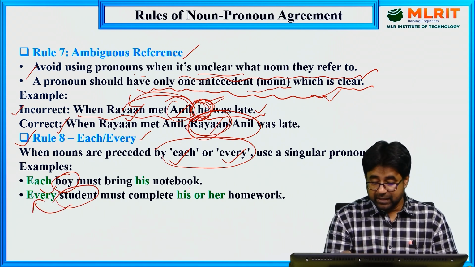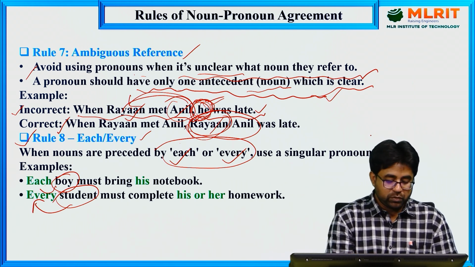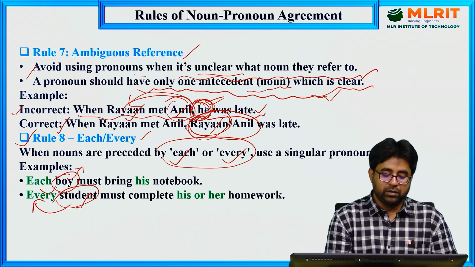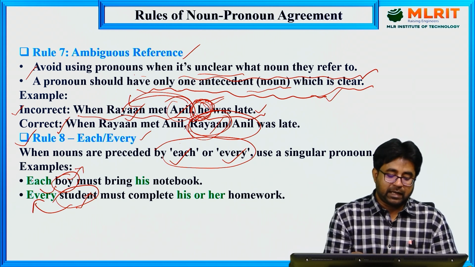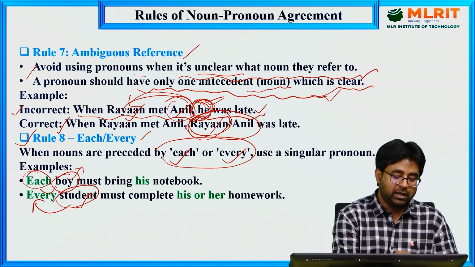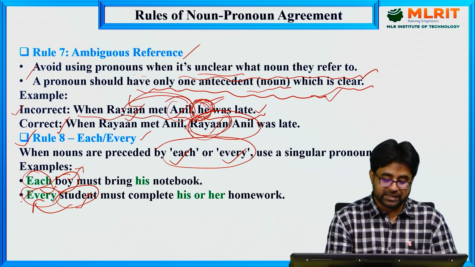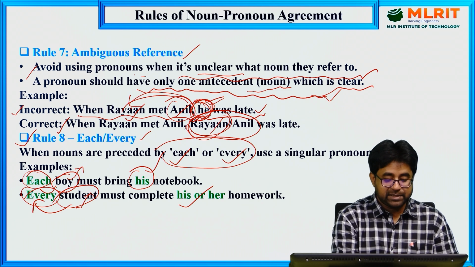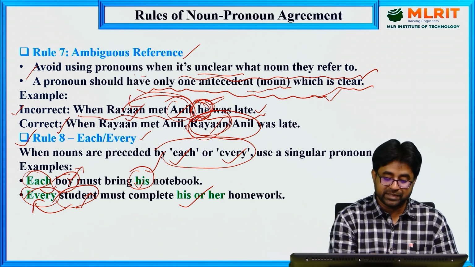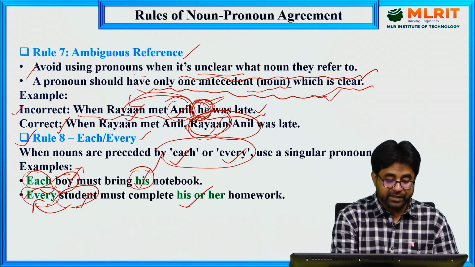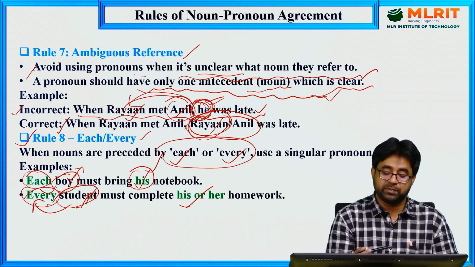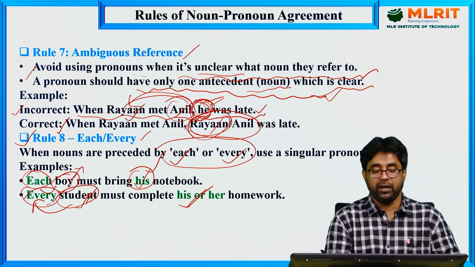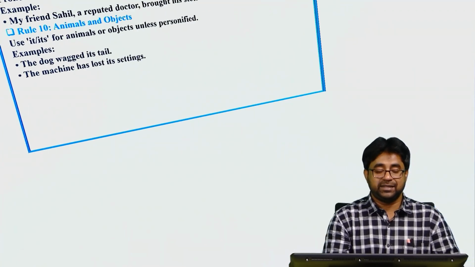In that case, use a singular pronoun. So we should not be bothering about the number of this particular noun anymore. If the nouns are preceded by words like each and every, they are always by default singular. Hence, the pronoun also should be singular only. Now here, each boy, because gender is specified, I am using a male pronoun. Here, every student. Again, student, gender is not specified. It can be both girls and boys. That's why I am using his or her. I hope it's clear. Let's move to the next set of rules.